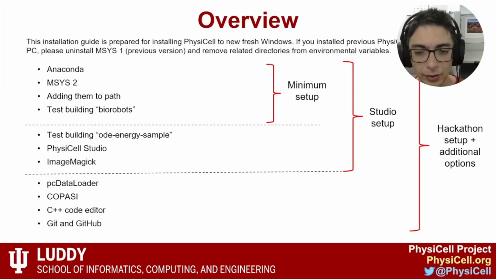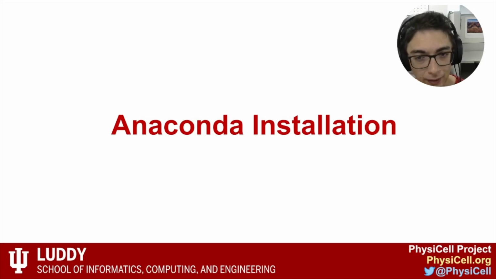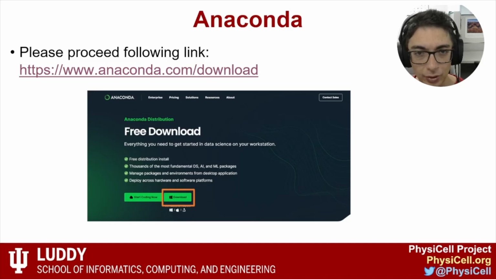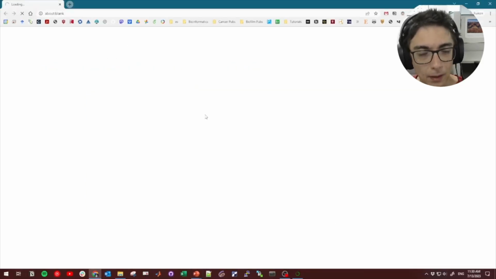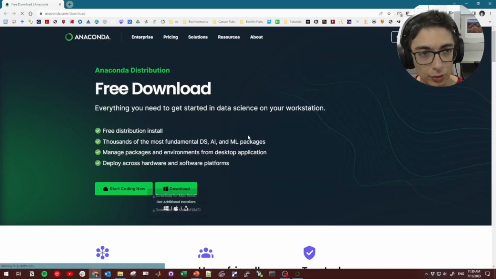Before we go and install PhysiCell, we have a GitHub repository for PhysiCell, and also we have a Python code. Before we install PhysiCell, it might be good to first have Anaconda, which enables us to install Python. So let's go to this web page and install Anaconda first.